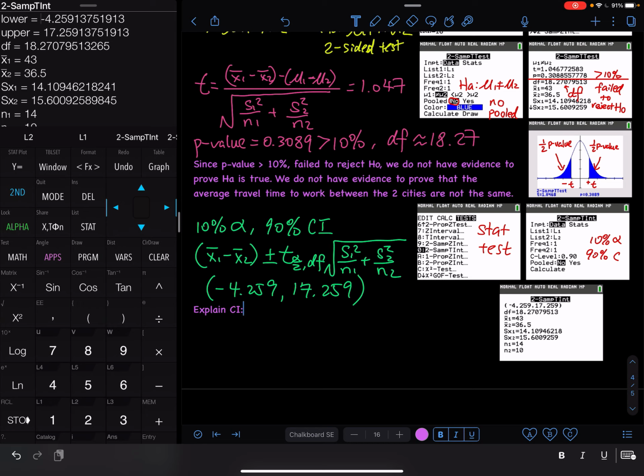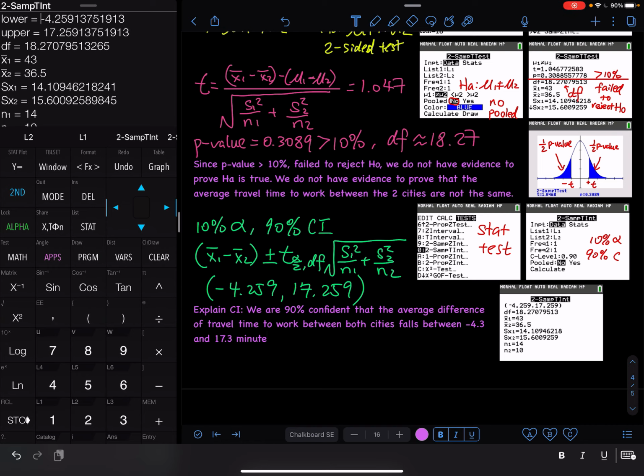Explain the confidence interval. To explain, the correct language is we are 90% confident that the average difference of travel time to work between both cities falls between -4.3, you can round a little bit, so -4.3 and +13.7 minutes. If you have two positive, then you use two positive, right?